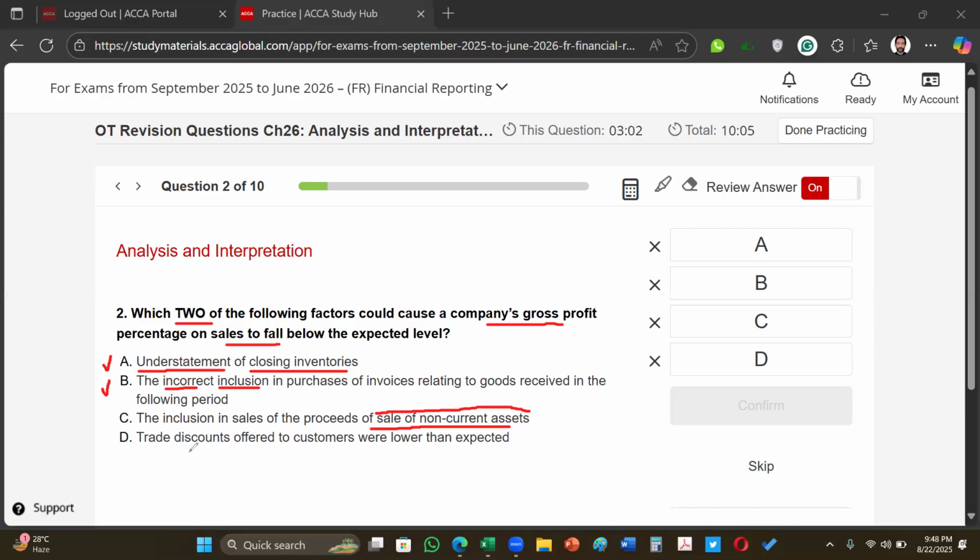The last one is trade discount offered to customers were lower than expected. So the trade discount that is offered to customers was lower. What would this mean? Would that make any impact? The customers were given less trade discount, which means that the sales revenue is likely to be higher, and when the sales is high, the gross profit percentage would also be high. So the last two would actually result in a higher gross profit percentage to sales figure.